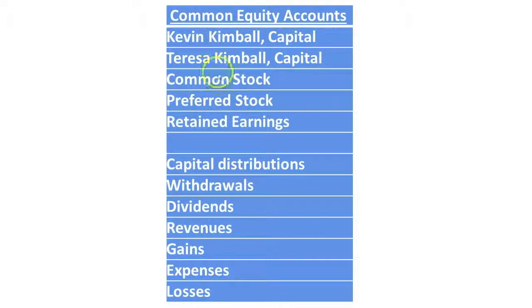Here's the list of common equity accounts that we'll be using in this course. We may add a couple more, but this is a good starting point. If you were to look at a balance sheet and you were to only see something like Kevin Kimball Capital, immediately you would know that this is a sole proprietorship because there's only one capital account and it's named after the individual sole proprietor. Now, if you were to see two or more capital accounts with people's names on it, you would know that that's a partnership.